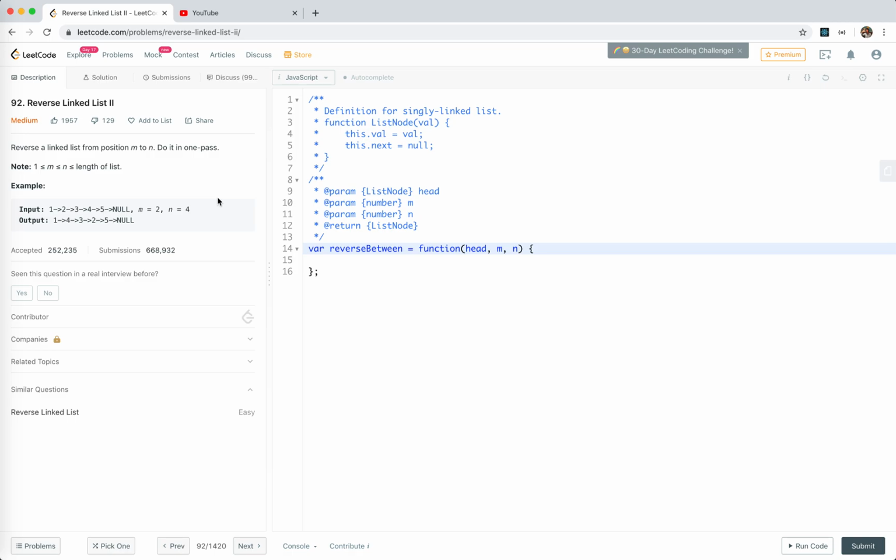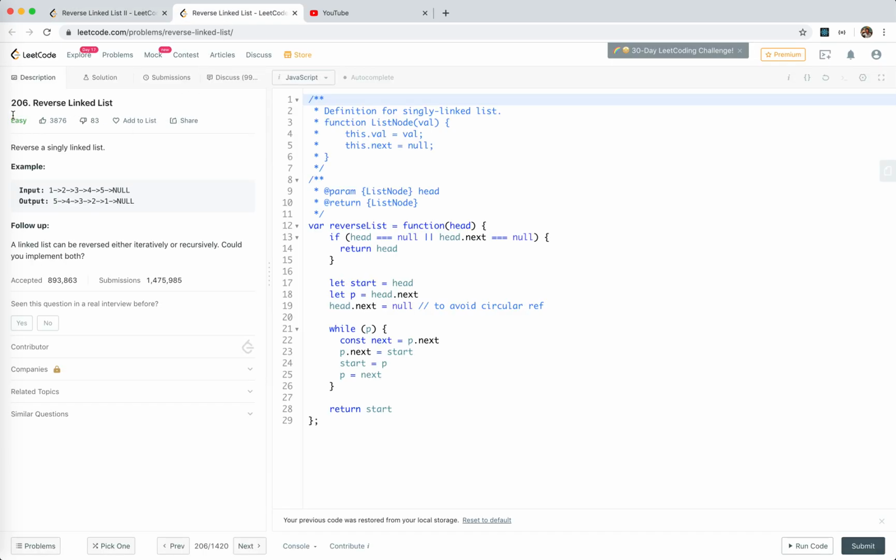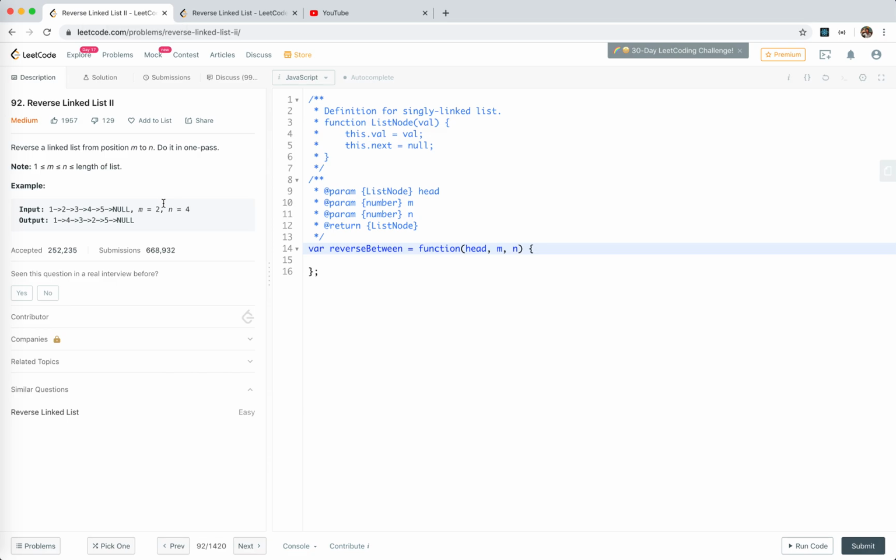Today let's take a look at number 92, reverse linked list 2. I'm not sure whether we've done the easy one, reversing linked list. Easy 200. Oh, 200. So we haven't been there yet.